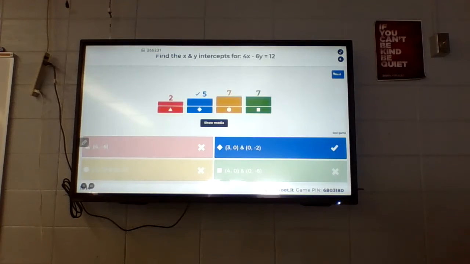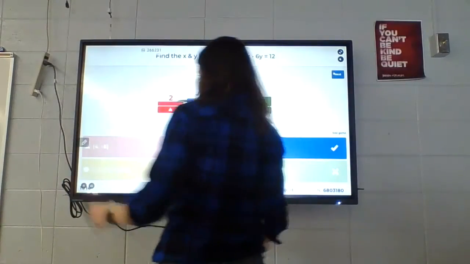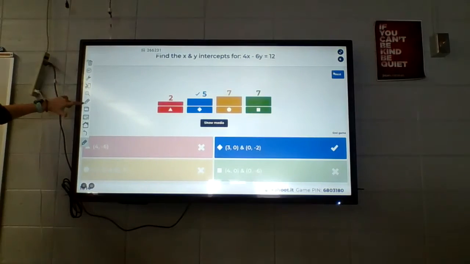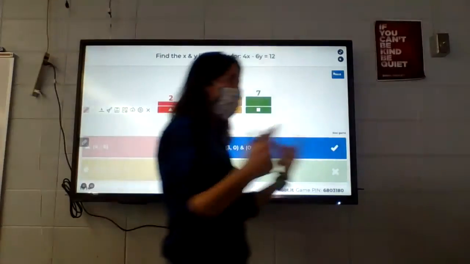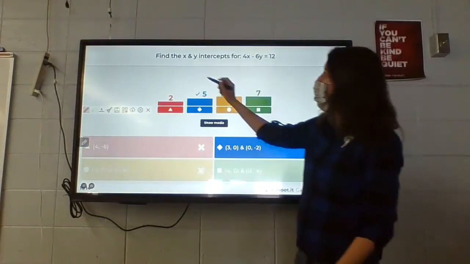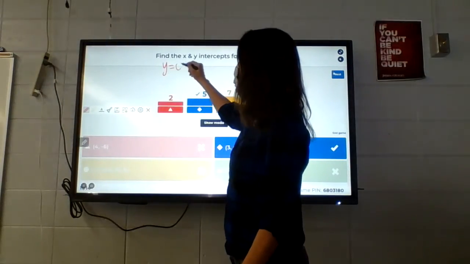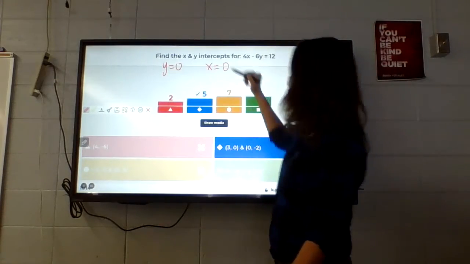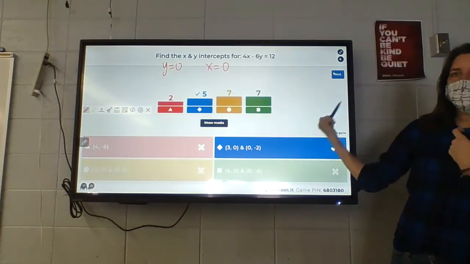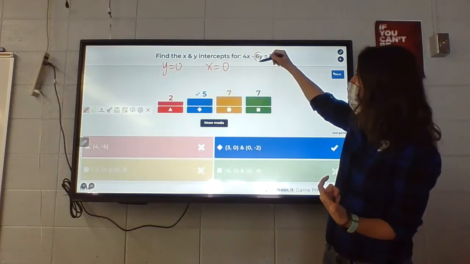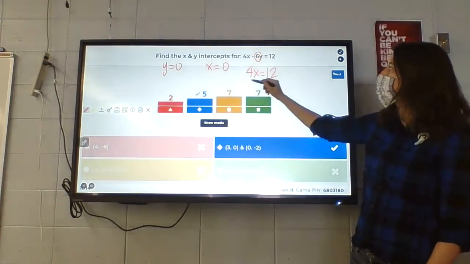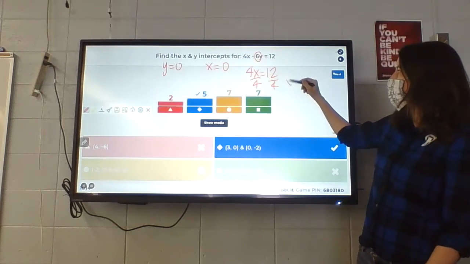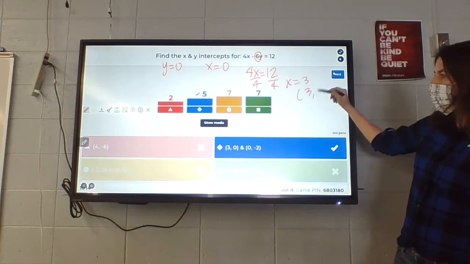Okay. So guys, remember x and y intercepts is when one of the variables is 0. And I'm going to talk about this because obviously if a chunk of you guys got it wrong, it's something that we need to talk about. We're testing on this on Tuesday. So the x-intercept is when y is 0, and then the y-intercept is when x is 0. So basically for each of these cases, I have to make one of them 0. So if this is 0, I get 4x equals 12. Divide by 4, I get x is 3. So my first one is 3, 0.